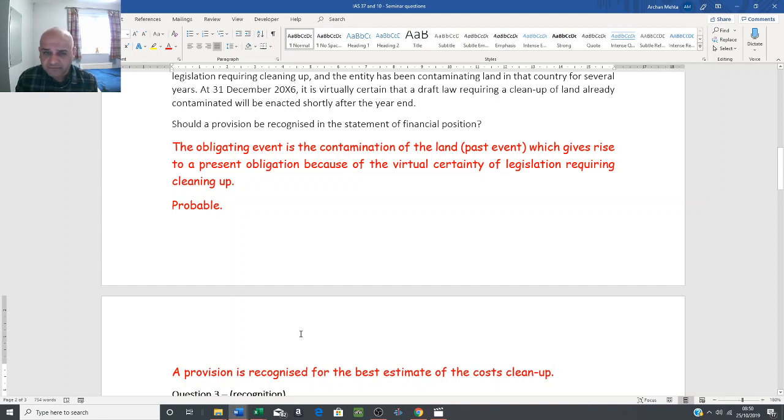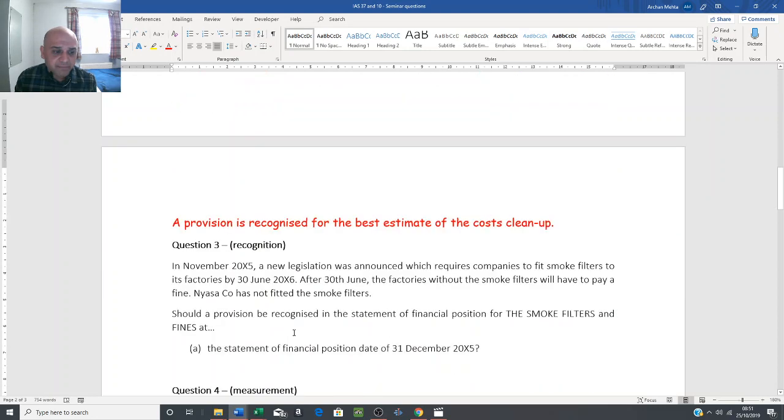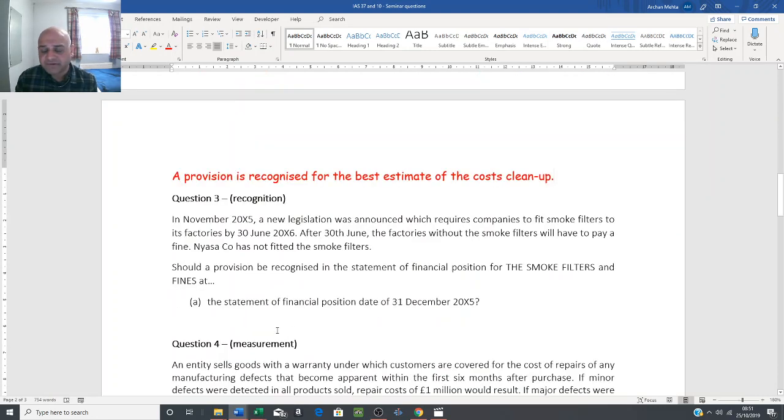Similar kind of criteria. You just need to remember the recognition criteria. It becomes very simple afterwards. The third question is about recognition again. So let's have a look.